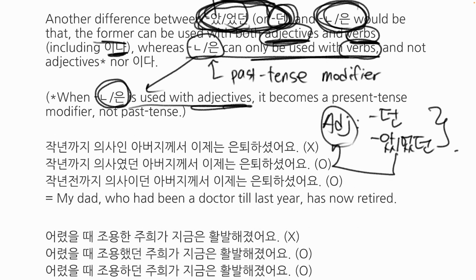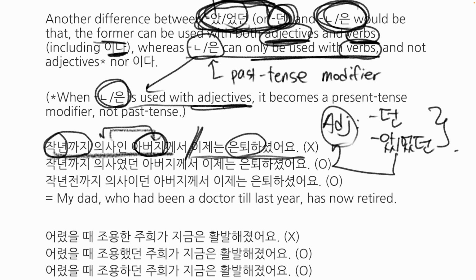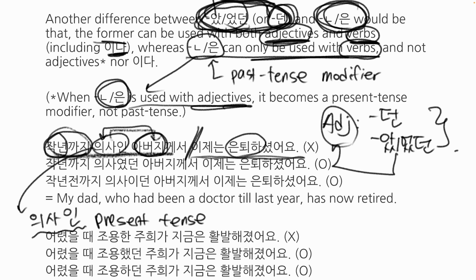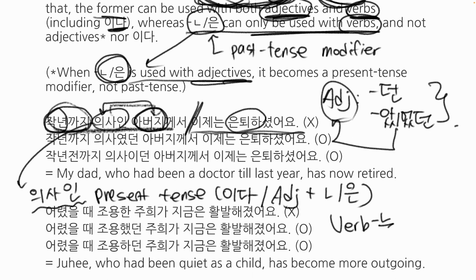So, for example, you cannot say 작년까지 의사인 아버지께서 이제는 은퇴하셨어요. So, 은퇴하다 means to retire. So, 작년까지, until last year, my father, who was a doctor until last year, here, if you use 의사인, this becomes a present tense modifier form of 이다, right? Because we learned that for 이다, an adjective, for it to be a present tense modifier, you add 니은, 은, right? But for verb, the present tense modifier is 는, and the past tense modifier is 니은, 은, right?